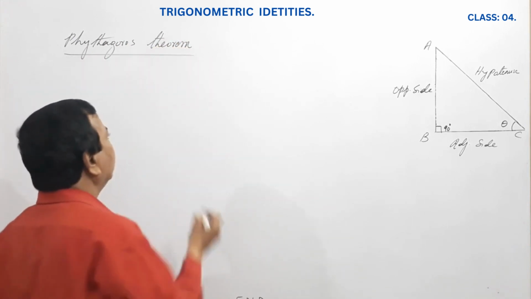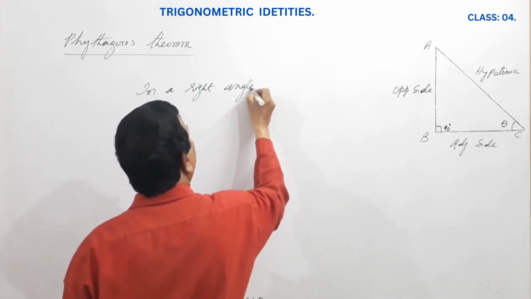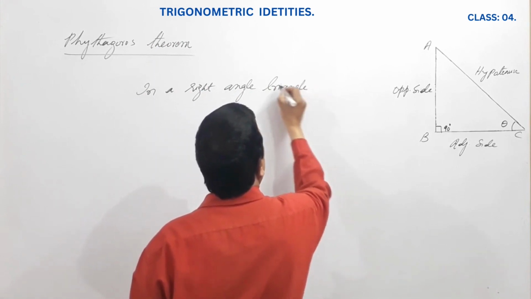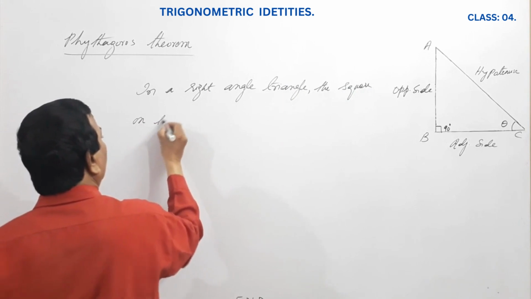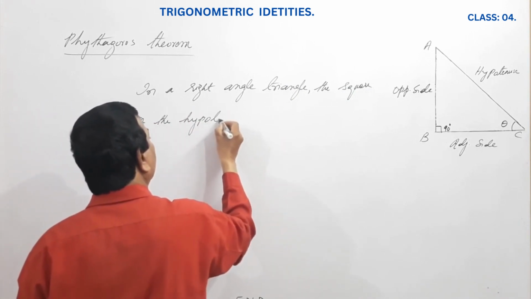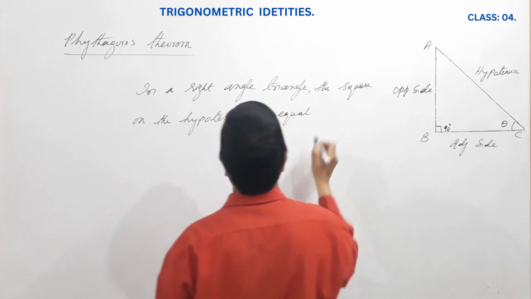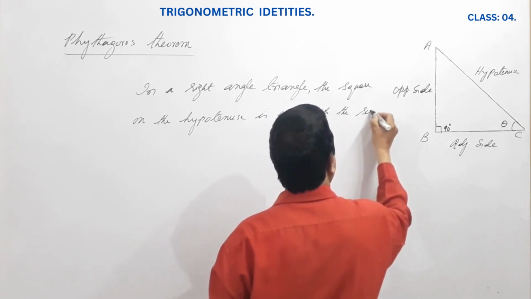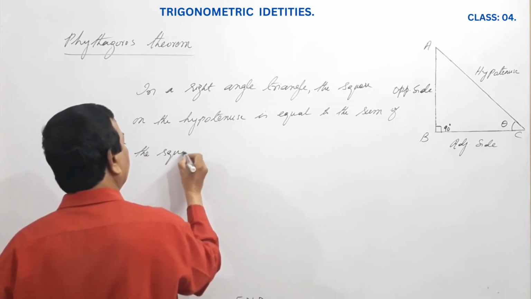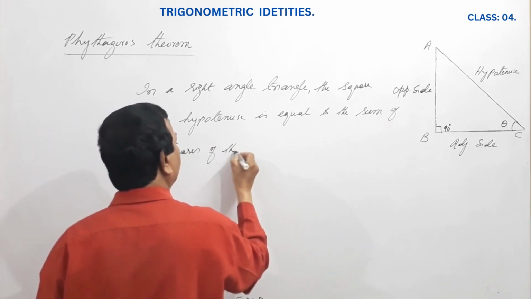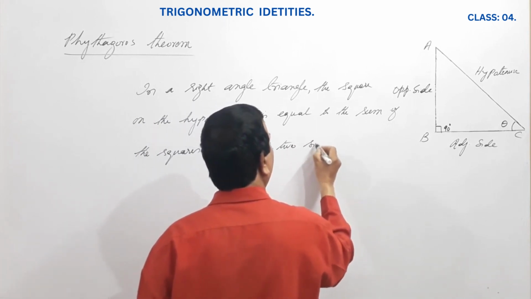Pythagoras theorem, let us know what it is. In a right angle triangle, the square on the hypotenuse is equal to the sum of the squares of the opposite two sides.